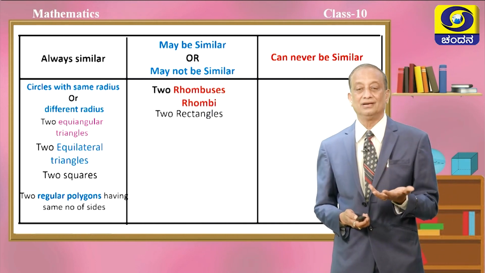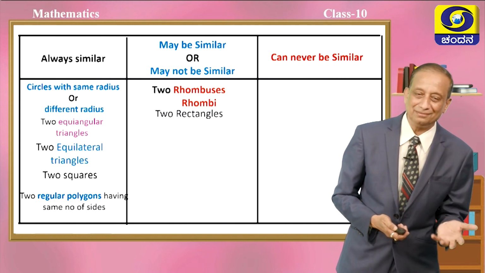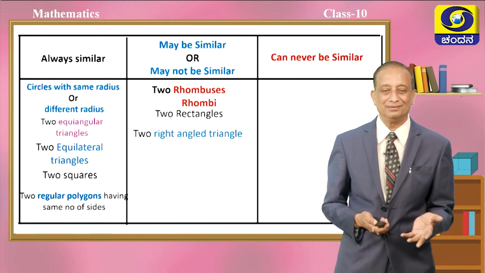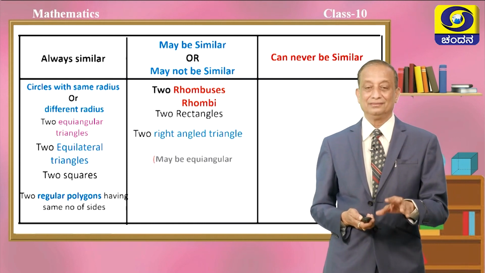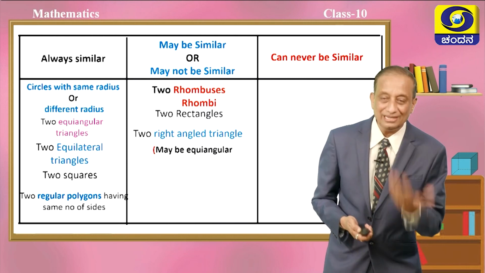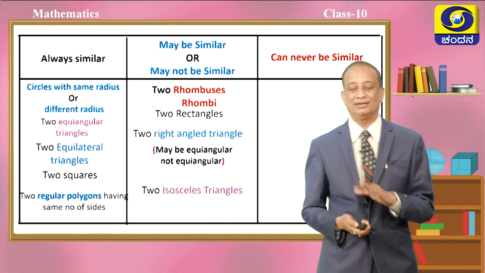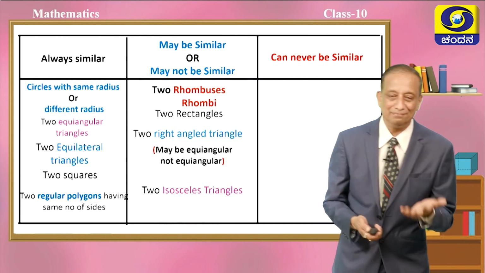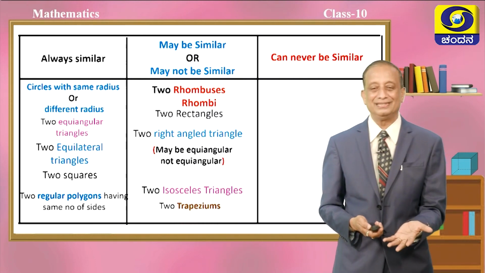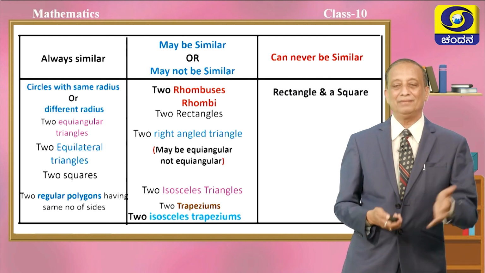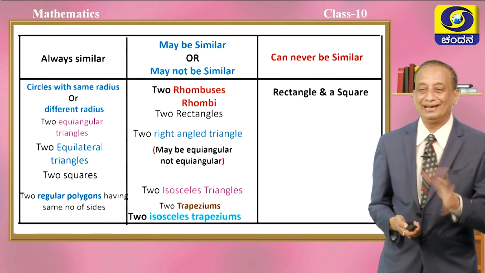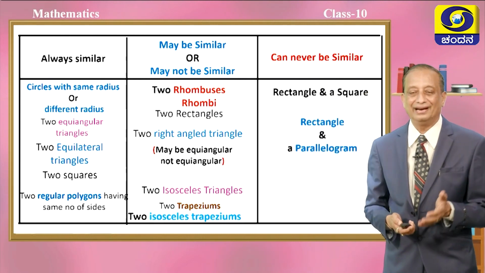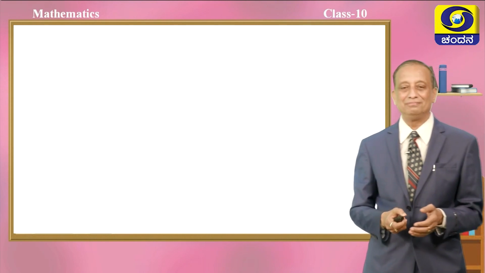Two rhombuses or two rhombi may be similar, may not be similar. Two rectangles may or may not be similar. Two right angle triangles, they may or may not be. If they are equiangular, then only they will be similar, but not otherwise. Two isosceles triangles also may or may not be, children. Two trapezium, two isosceles trapezium may or may not be, but a rectangle and square can never be similar, children, or a rectangle and a parallelogram can never be similar to each other.